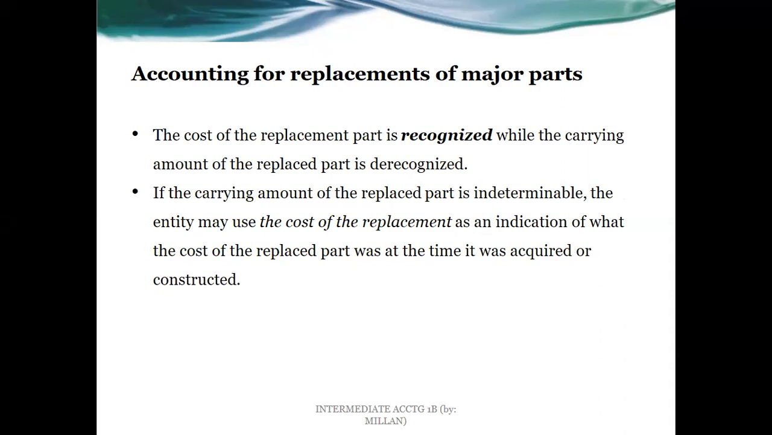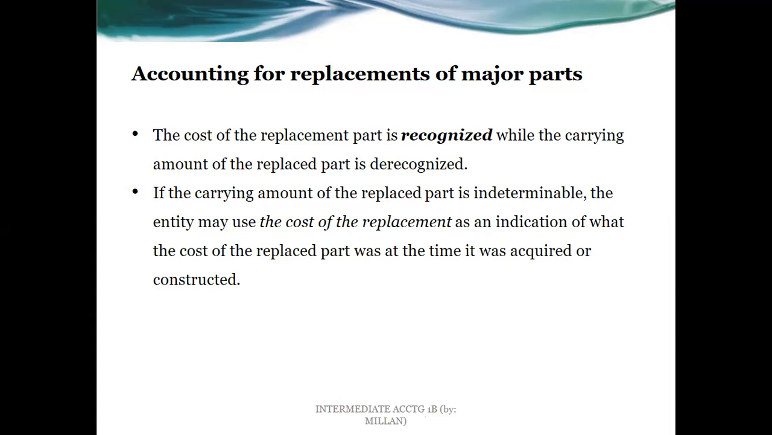If ever the major parts, which are to be depreciated separately, have been replaced because they are damaged or destroyed, then of course the replacement part has to be recognized, while the carrying amount of the part that is replaced is derecognized or removed from our accounting books. So meaning minus the part that is replaced with its carrying amount or book value, and then the replacement part is to be added to the book value or carrying amount of the asset as a whole.